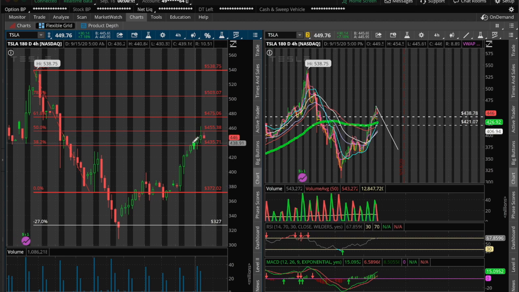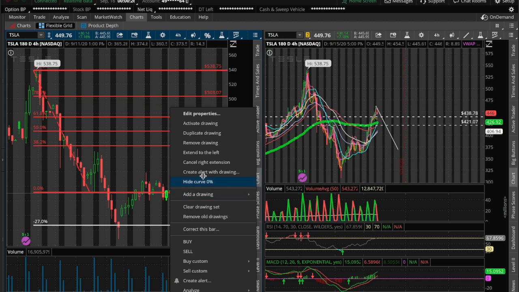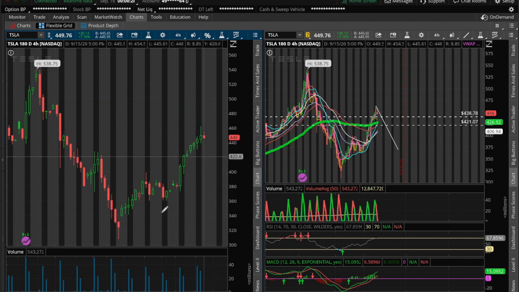So this one was a full retracement back to at least the 38.2, and now it's at the 50. So now it's probably call. So now we would try to do some calls for it. Show you that one right quick. Remove drawing. We can use this one right here.